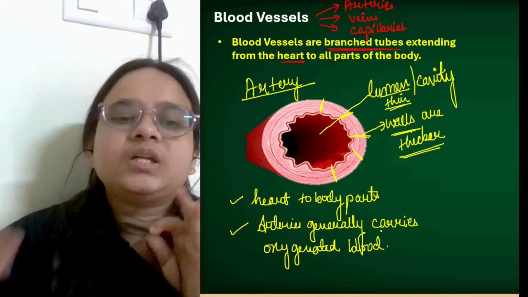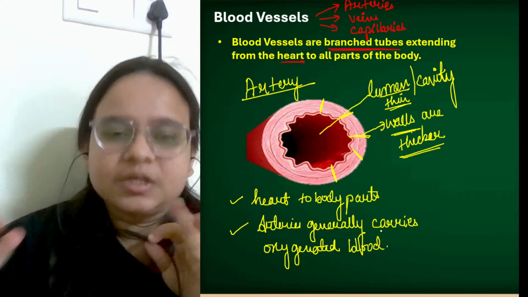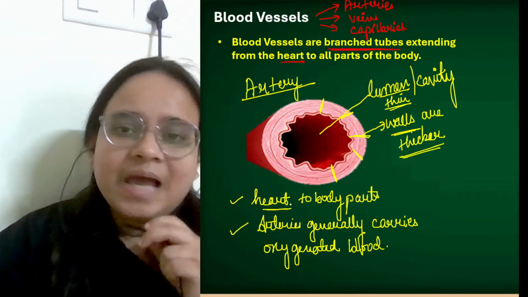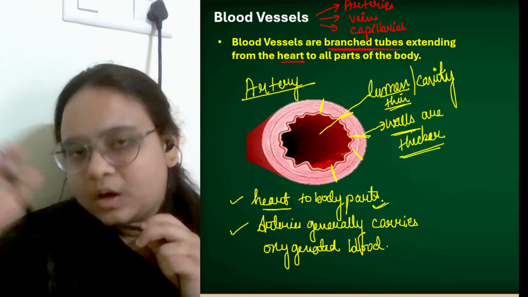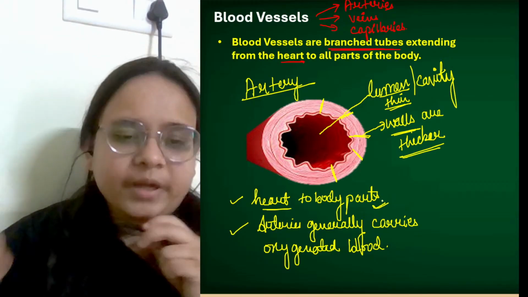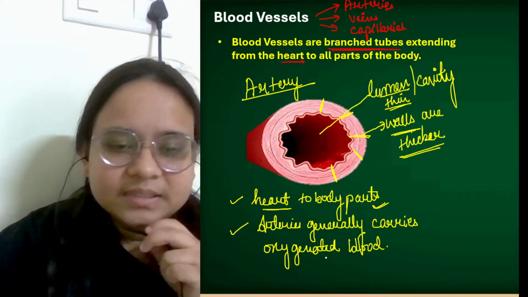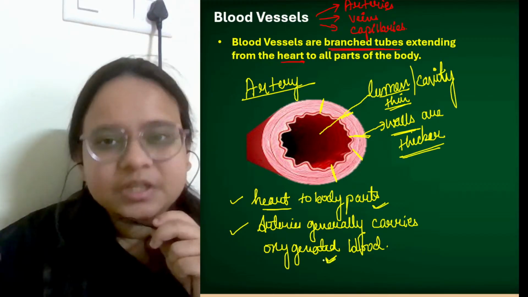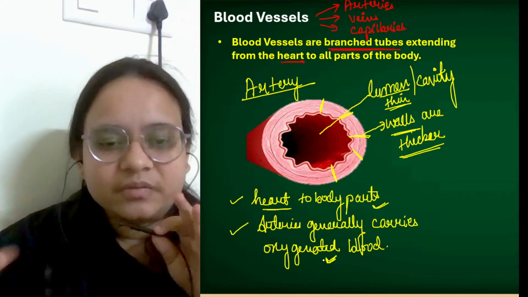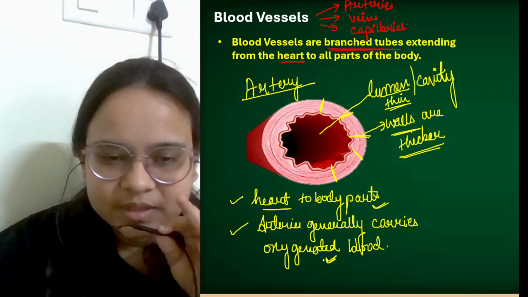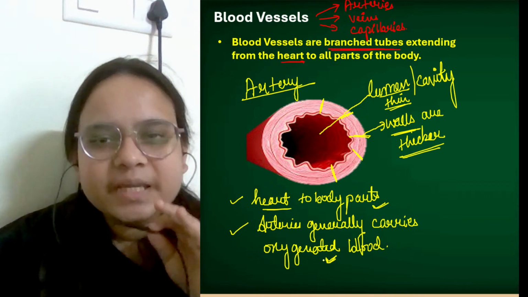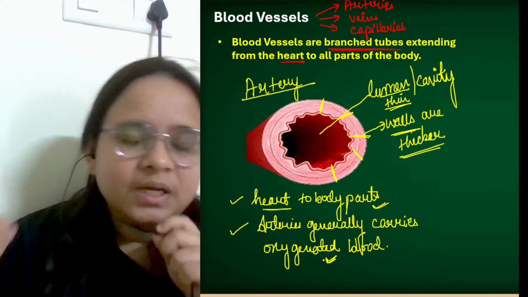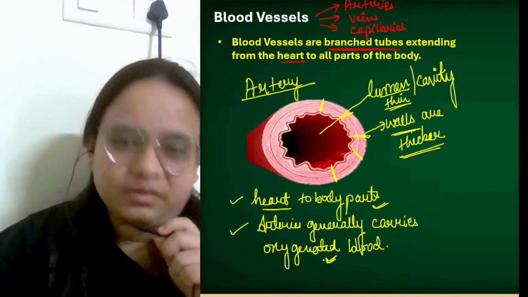So we have got a total of 4 points. First point is arteries always emerge from the heart and go to the different body parts. Second point, arteries generally carry oxygenated blood. Why have I used the term generally and not always? Because there are certain exceptions, which we will discuss when we study the anatomy of the heart.